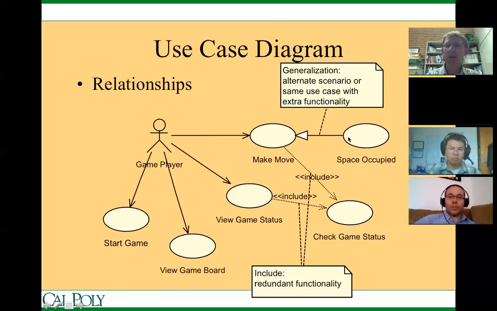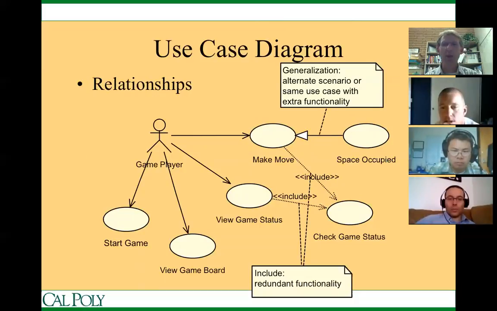That's the concept of generalization. You can see what I said there: an alternate scenario, or the same use case with some extra functionality in it. That's what that relationship between two use cases is. And again, the point isn't that we got the arrow right. The point is that we came up with this space occupied case and we thought about it. It's like, oh yeah, what about this situation? Oh, that's a special one. That's really different. So let's make it separate so we don't forget about it.